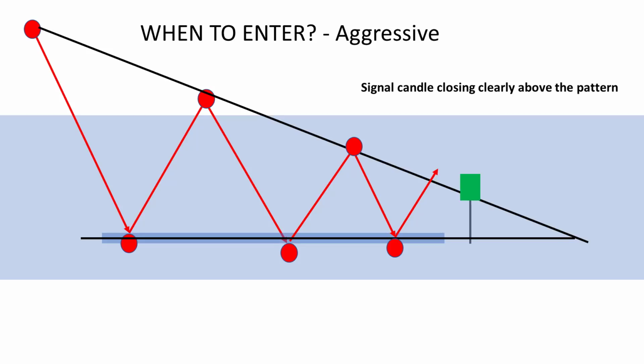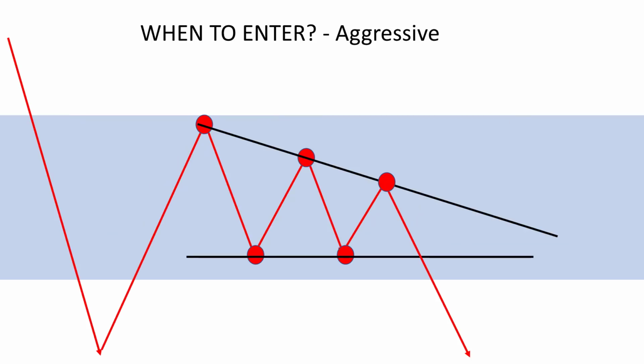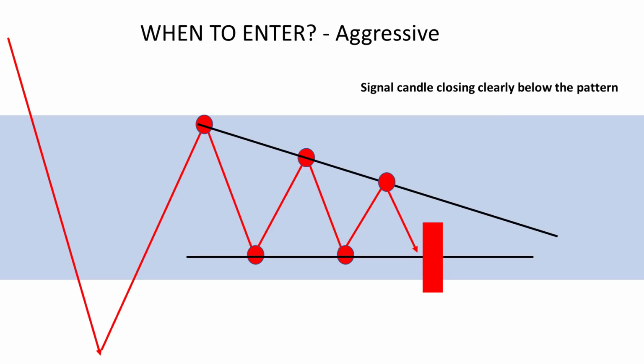Here we see a signal candle closing clearly above the pattern. In this case, it is a pin bar. Entry would be above the high of the candle. For a sell position, we are looking for the close below the pattern. Here we have a bearish engulfing candle. Entry would be below the low of the signal.